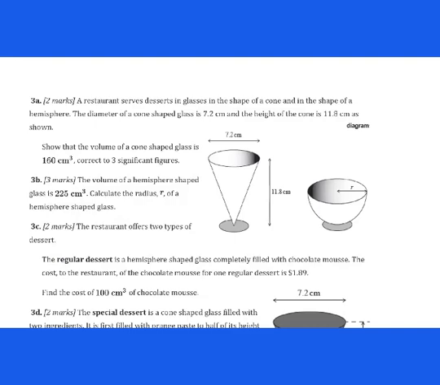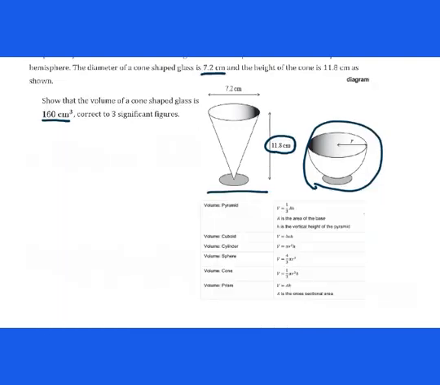Let's go to 3a. A restaurant serves desserts in glasses in the shapes of a cone and in the shapes of a hemisphere. The diameter of the cone-shaped glass is 7.2 centimeters, and the height of the cone is 11.8 centimeters, as shown. Show that the volume of the cone-shaped glass is 160 centimeter cubed, correct to 3 significant figures.